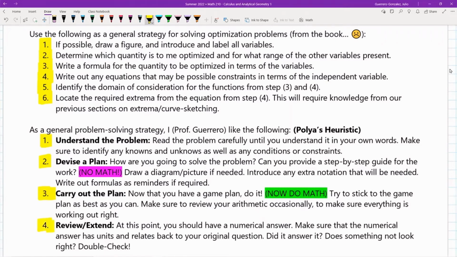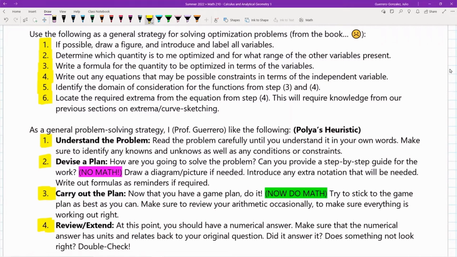And then the last step is review and extend, okay? After steps 1, 2, and 3, you should have a numerical answer for yourself. Step 4 is checking that the numerical answer has the right units and that you can relate it back to your problem, the original question itself. Did you answer it? Is there something that didn't look right? Let me double check my answer. So this is the spot where, if you're doing a problem and the answer ends up being peanut butter, something went wrong. You have to go back and double check it. Maybe my calculation didn't look right, okay?